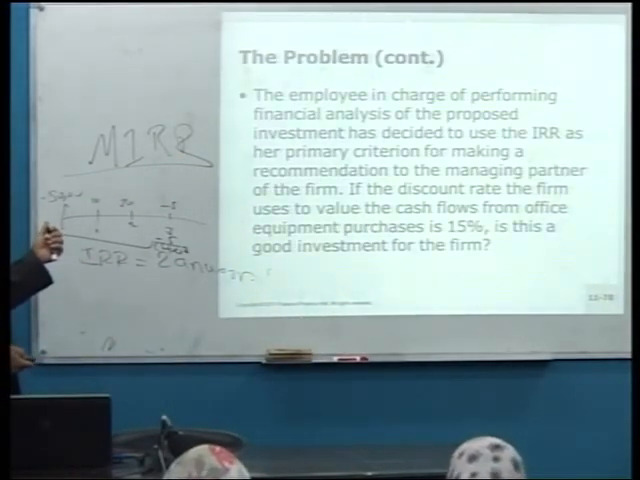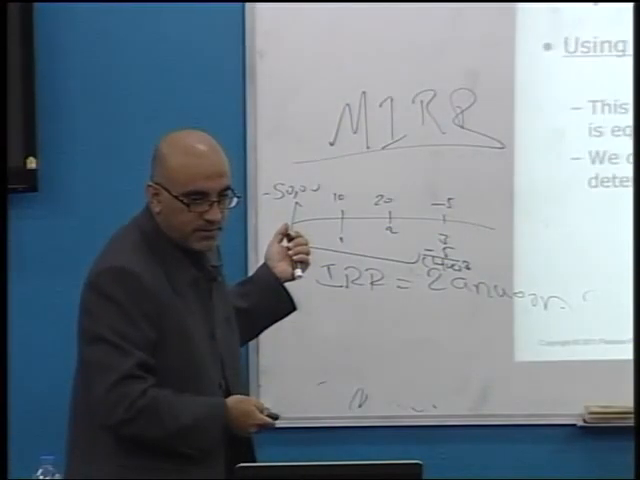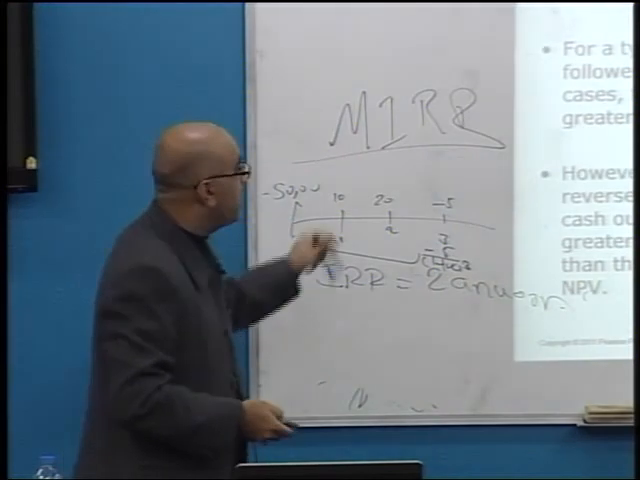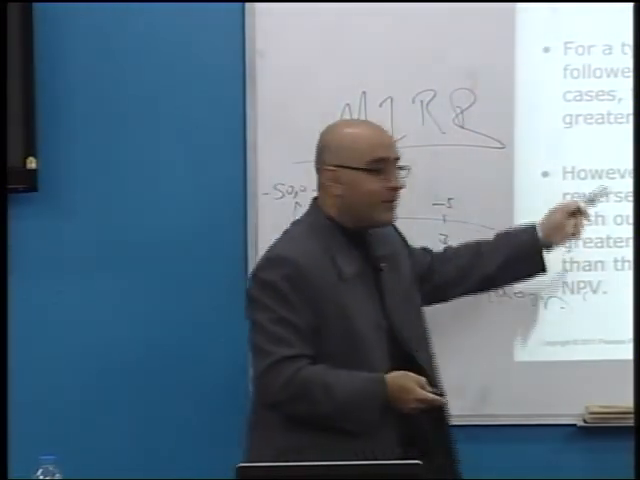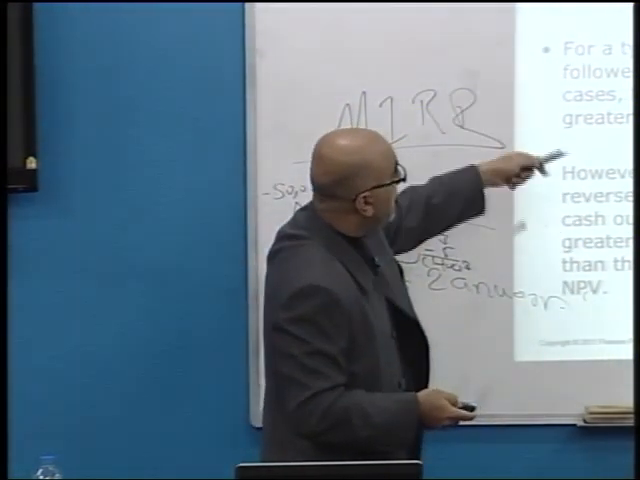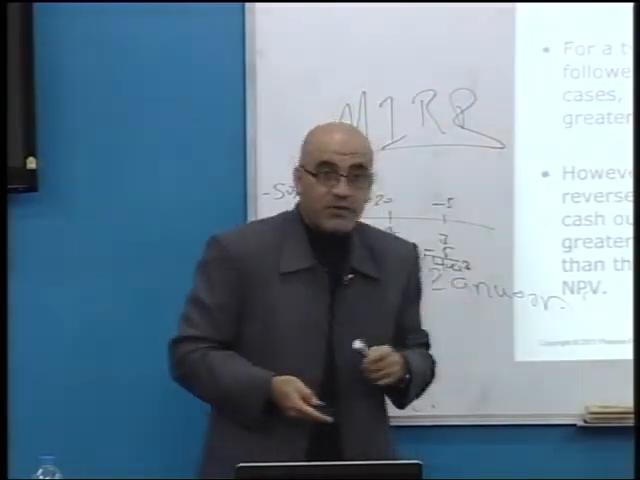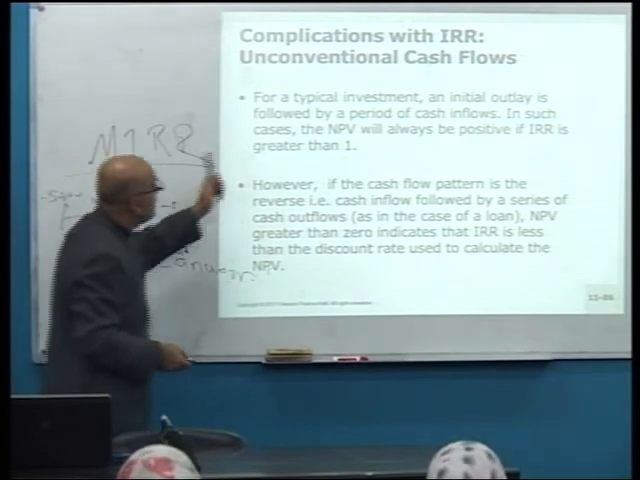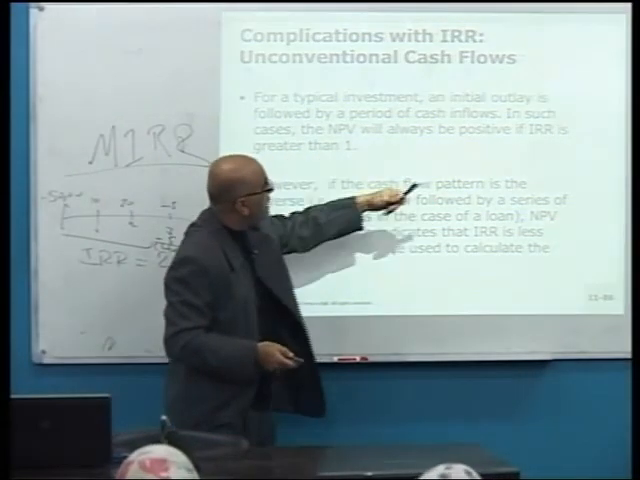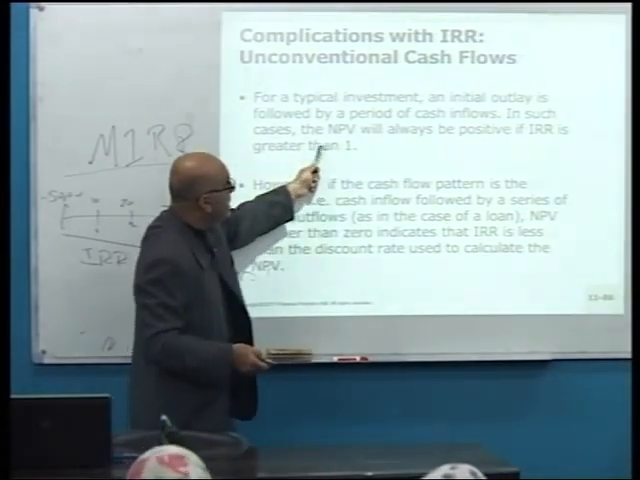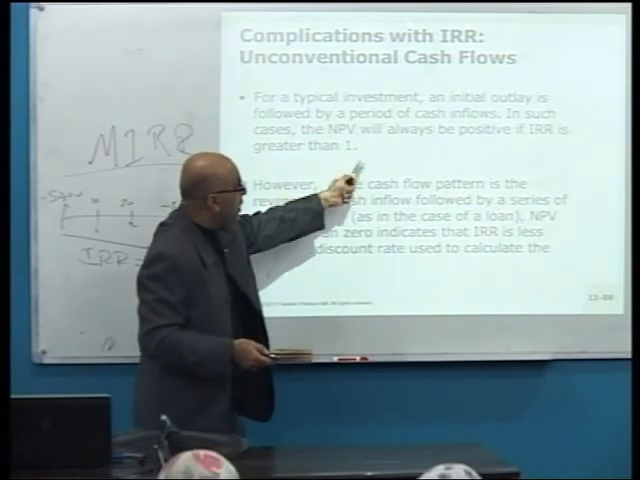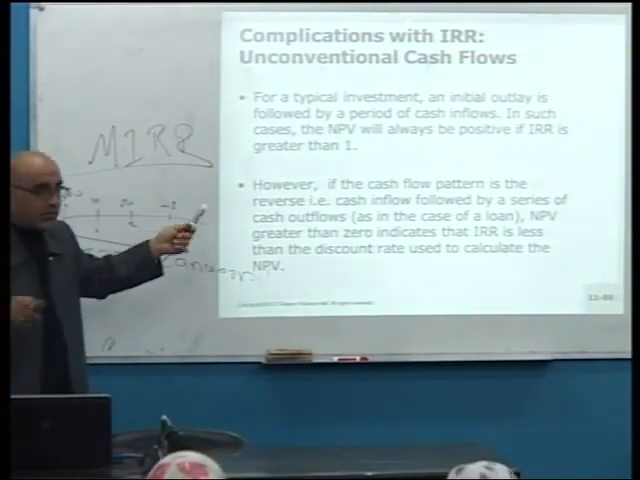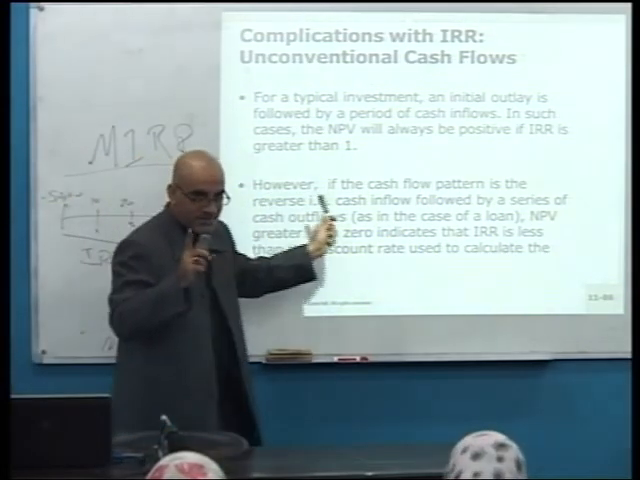So this is the problem. Complication with IRR, just 1 minute. Complication with IRR, unconventional cash flows, it means with negative signs. For a typical investment, initial outlay is followed by a period of cash inflows. In such cases, the net present value will always be positive if IRR is greater than k. However, this is the problem.